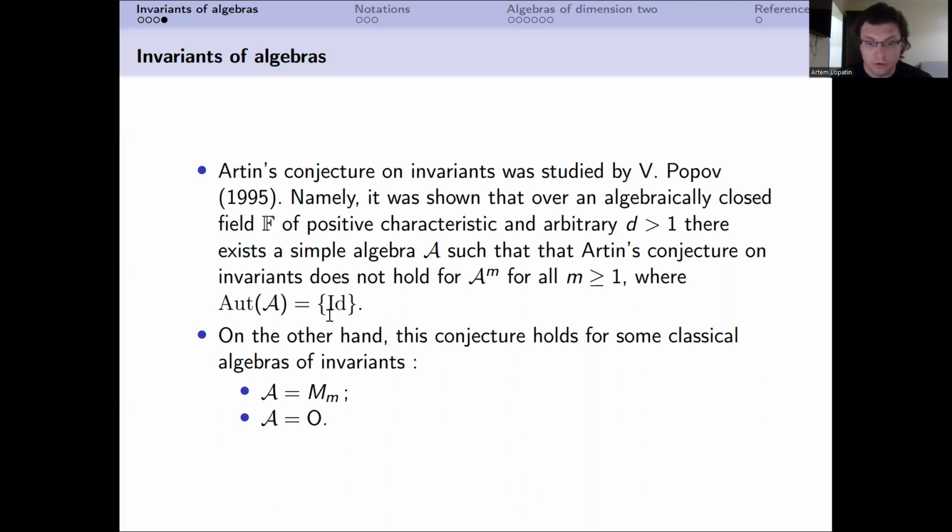Algebra of our coordinate ring is generated by traces or not, but actually we already know everything in this situation. So the much more interesting situation is, of course, when the group of automorphisms is non-trivial. And in this case, I'm not aware of any counterexample.